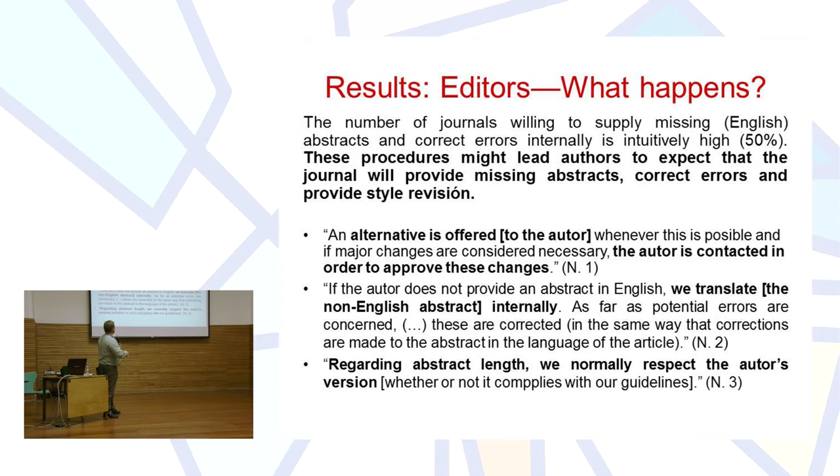Look at the first one. It just says, an alternative is offered to the author whenever this is possible, and if major changes are considered necessary, the author is contacted in order to approve these changes. The journal is taking upon itself to do much of the work that might have been done by the author if the article had been sent to them for correction. These things are taking place within the journals themselves.